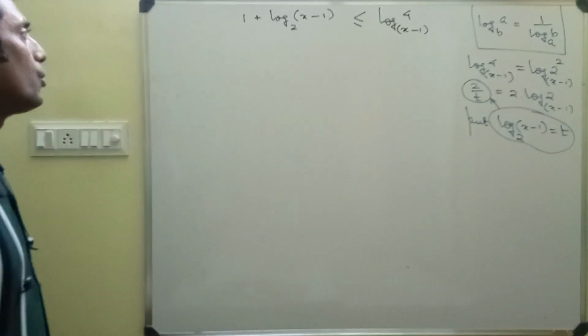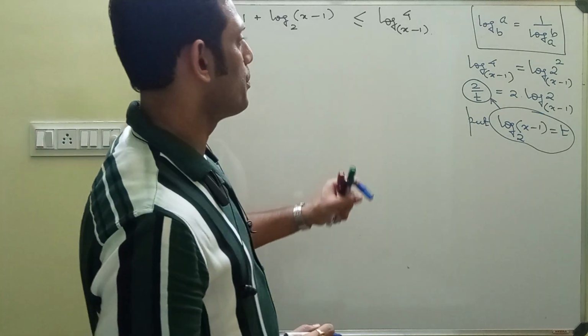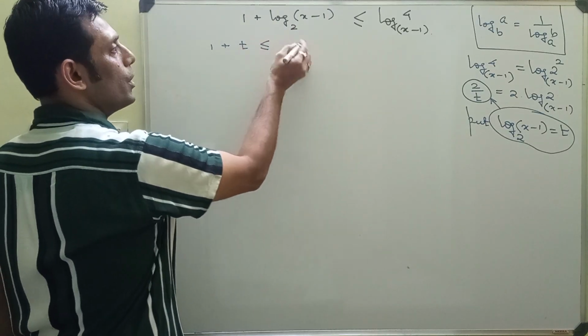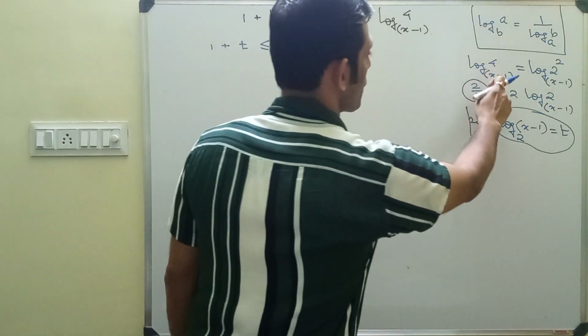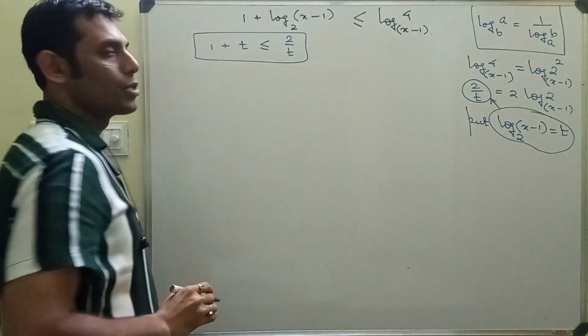Now, let's get back to this question. We have 1 plus log of x minus 1 base 2, which is t, less than or equal to log 4 base x minus 1, which is equal to 2 by t. This is how it simplifies in terms of t.